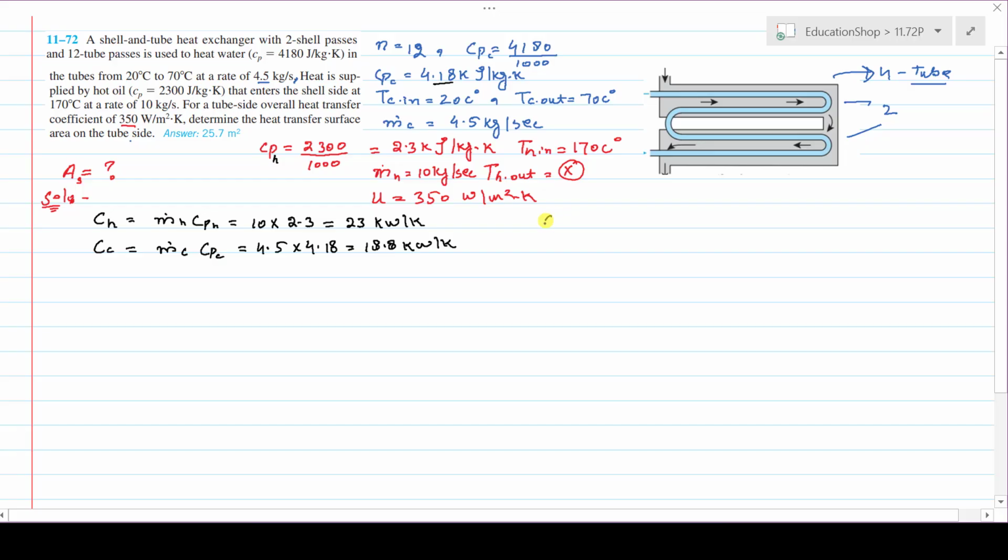The heat transfer in the heat exchanger is equal to the capacity rate of the cold fluid times the change in temperature of the cold fluid, that is T cold out minus T cold in. The Cc value is 18.81. T cold out is 70 minus 20. You solve this on the calculator and it will give you the rate of heat transfer in the heat exchanger, that is 940.5 kilowatt.